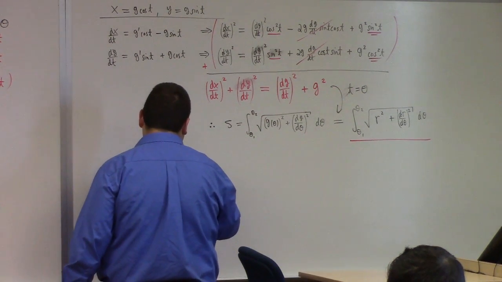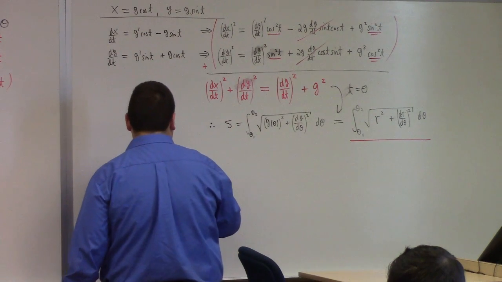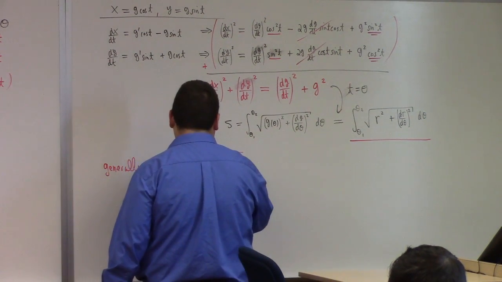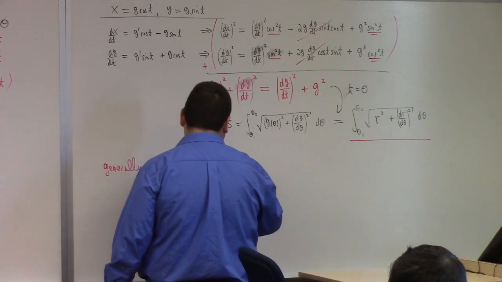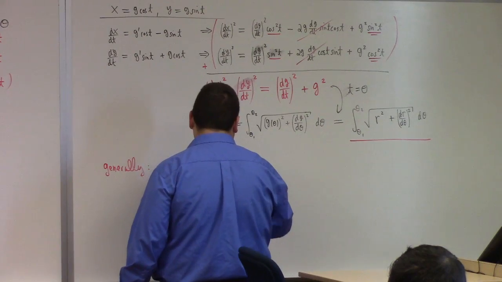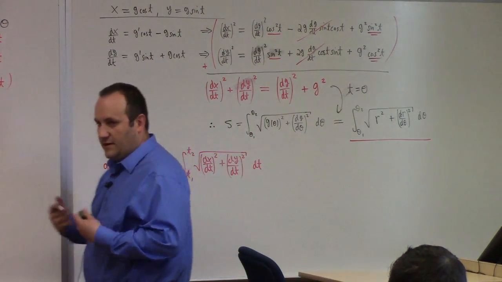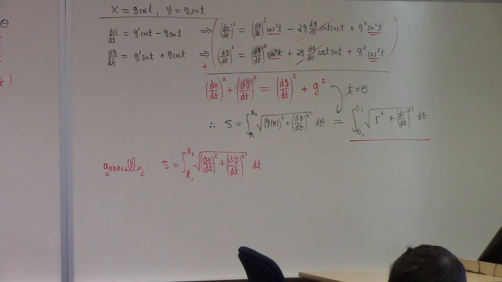The integral from t1 to t2 of the square root of dx dt squared plus dy dt squared. And I have tried to emphasize to you guys that this formula is really a natural outgrowth of looking at the speed, the magnitude of the velocity. Integrate ds dt with respect to t, and that gives you the net change in arc length.